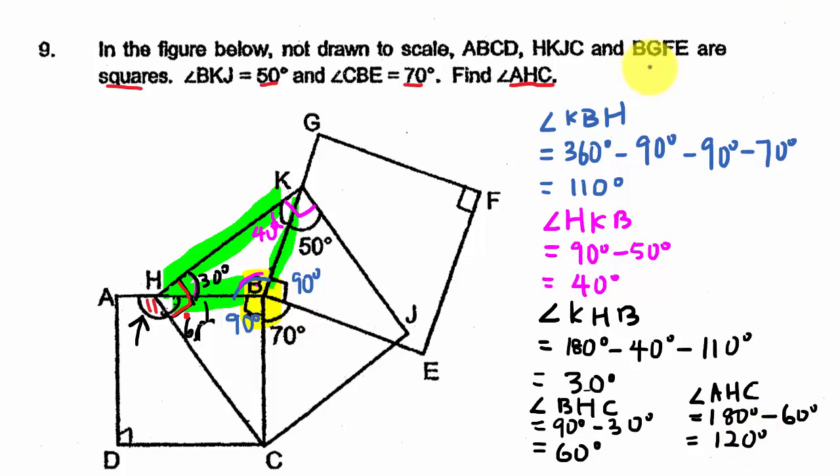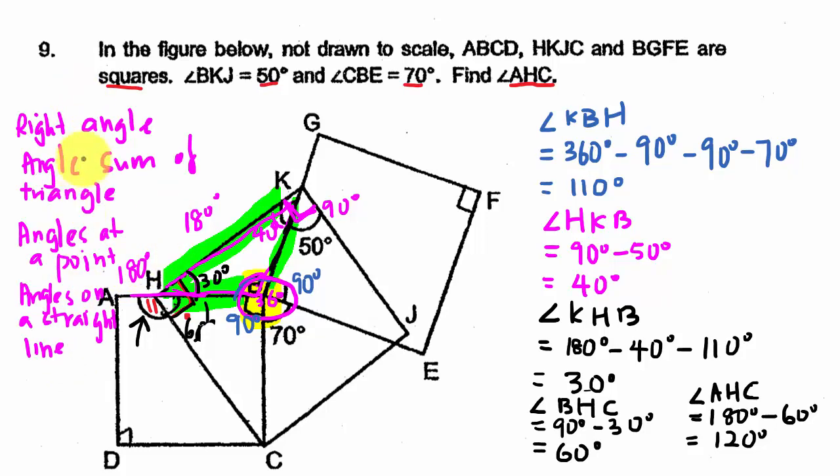Let's recap the concepts that are required. The first concept that we use is angle at a point, which is 360 degrees. We also use concepts like 90 degrees here, which is a right angle. We use angle sum of triangle, which is actually 180 degrees. And we also use angle on a straight line, which is also 180 degrees. So here are the concepts listed down for you based on this question.